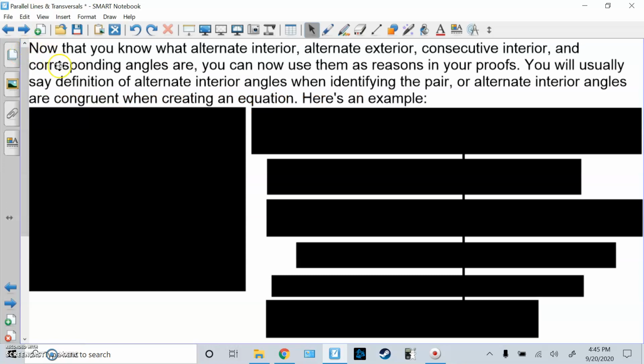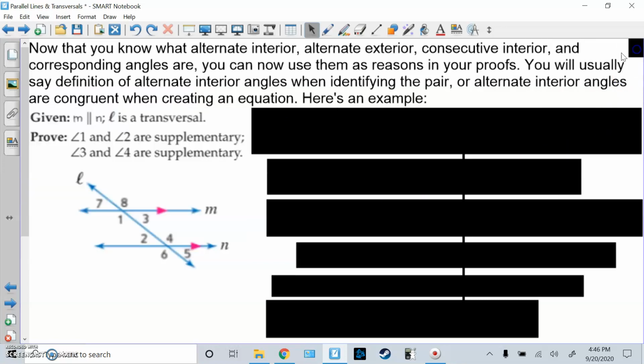Alright, now that you know what alternate exterior, alternate interior, consecutive interior, and corresponding angles are, you can use them as reasons for your proofs. You usually say definition of alternate interior angles when identifying a pair, or alternate interior angles are congruent when creating an equation. So here's an example of a geometric proof. Now, M is parallel to N, L is transversal. Prove angle 1 and 2 are supplementary, 3 and 4 are supplementary.